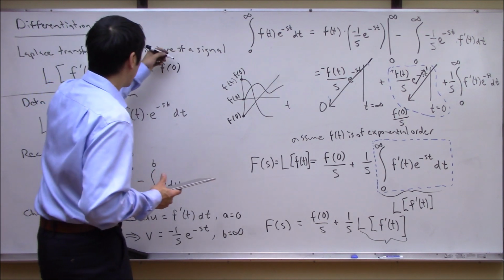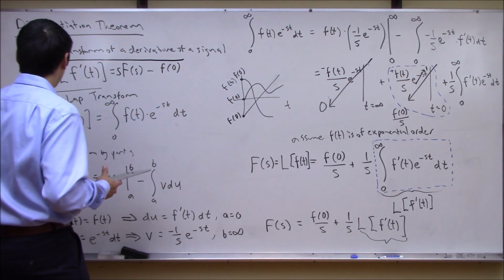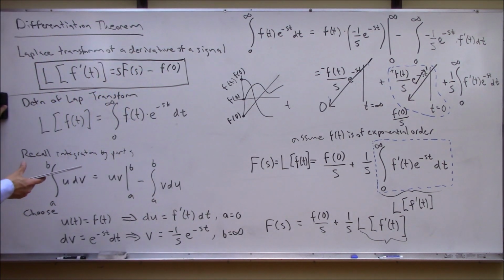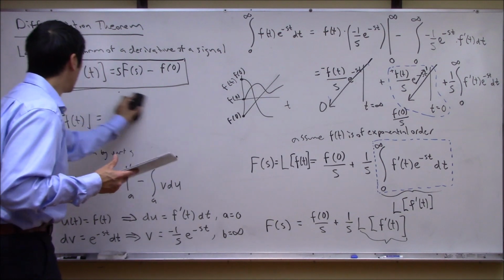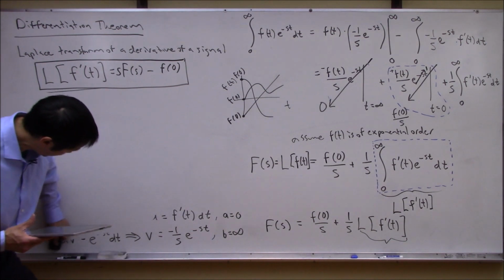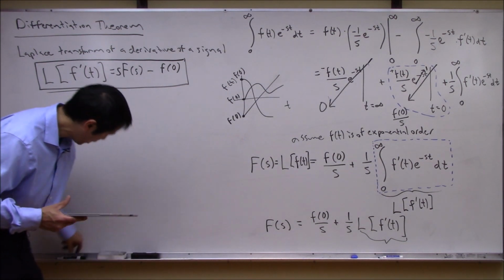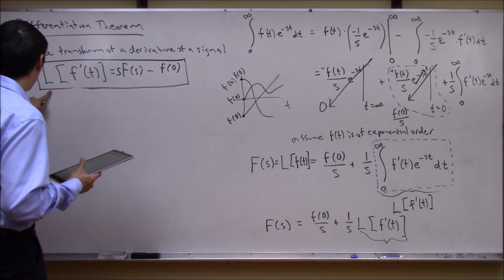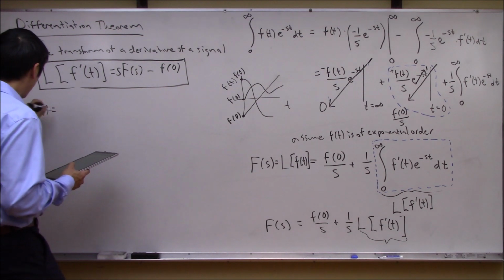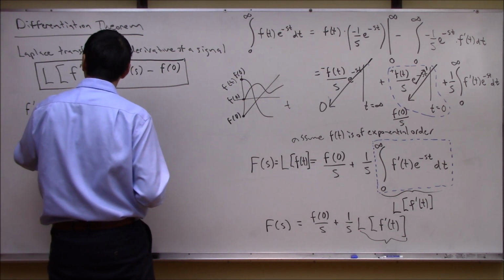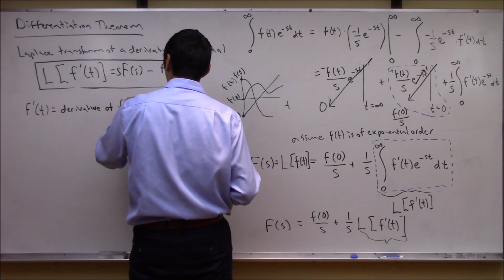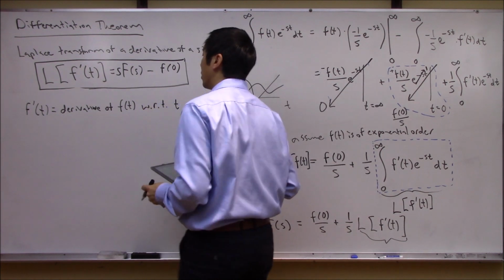And really, we got to box this up. I wish I had another color, but let me box this up in a darker shade, because this is the one part of the differentiation theorem here. So again, we better write this down explicitly, what all these terms in the expression are, because this is very, very exciting. Okay, so in this case here, f prime of t is the derivative of an arbitrary signal f of t with respect to time, right?